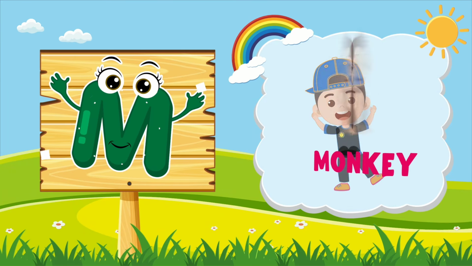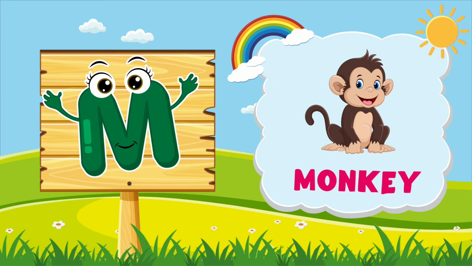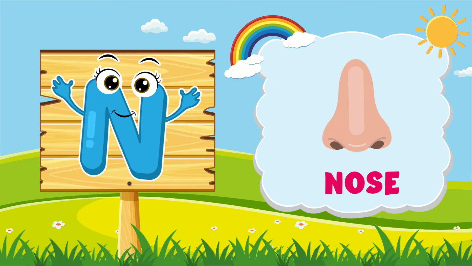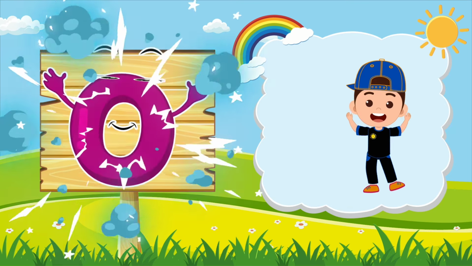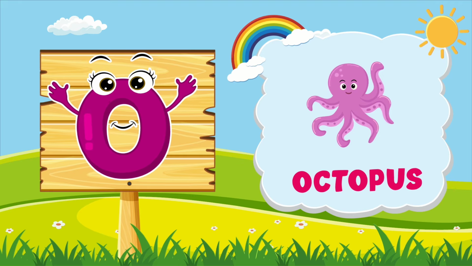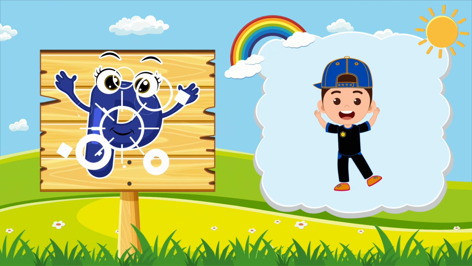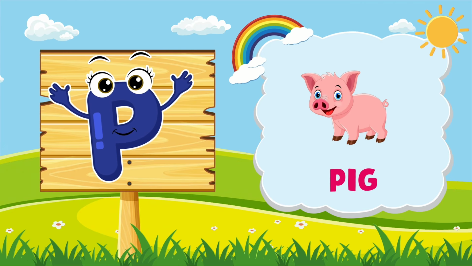M is for monkey, monkey. N is for nose, nose. O is for octopus, octopus. P is for big, big.